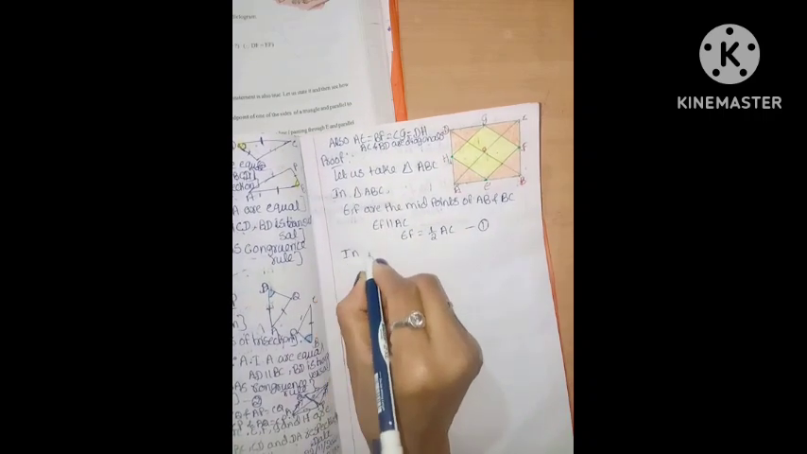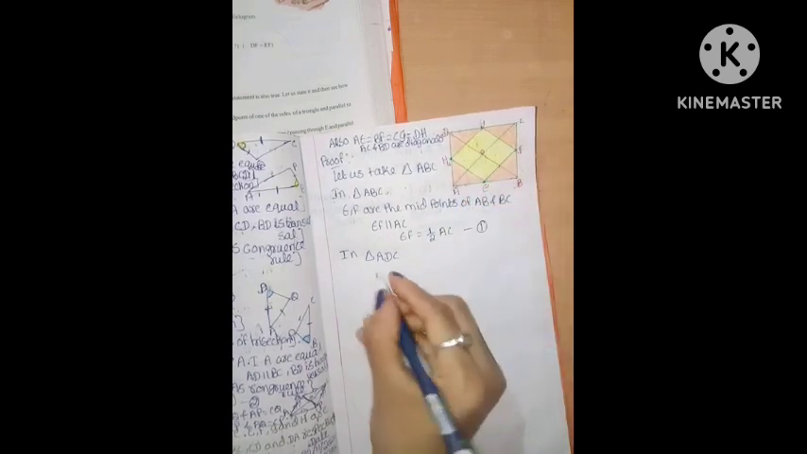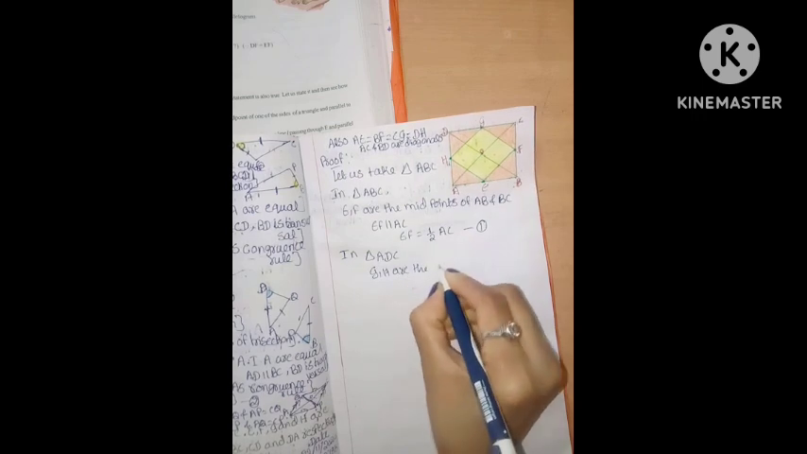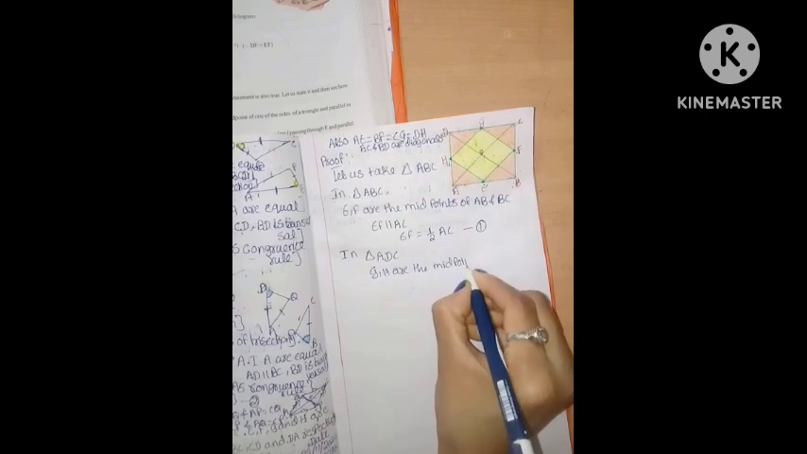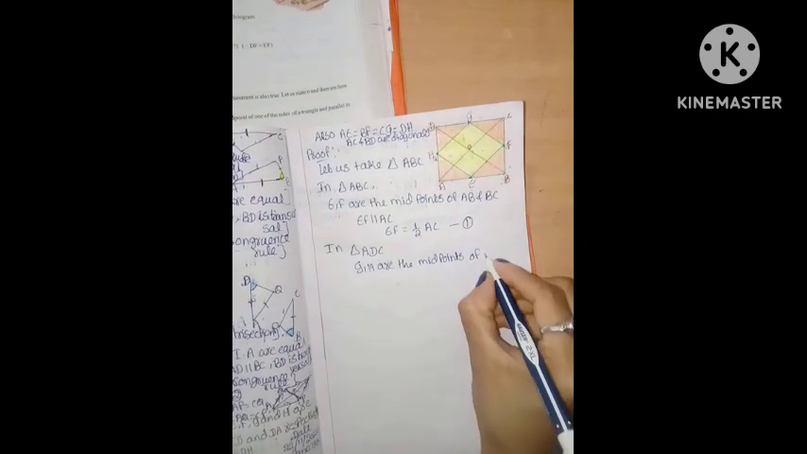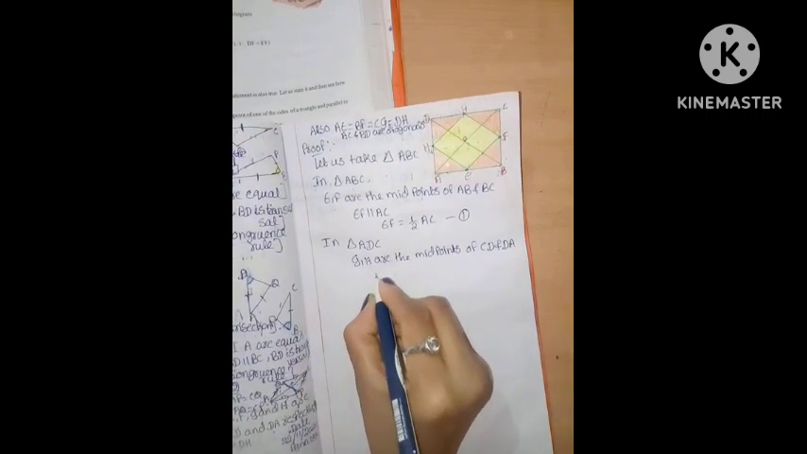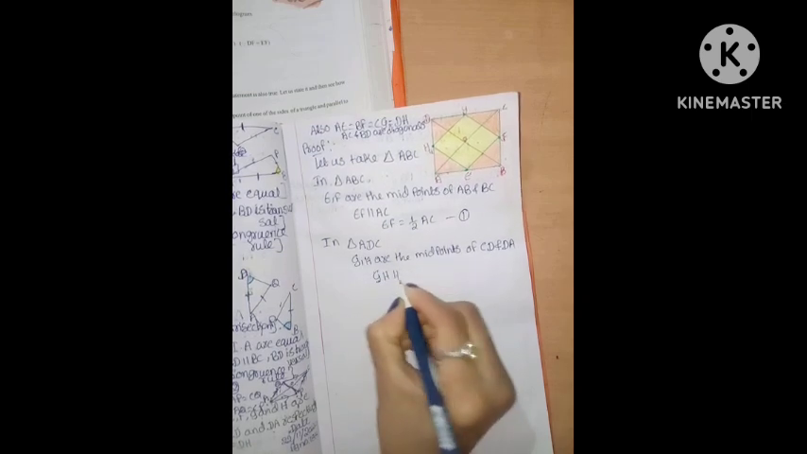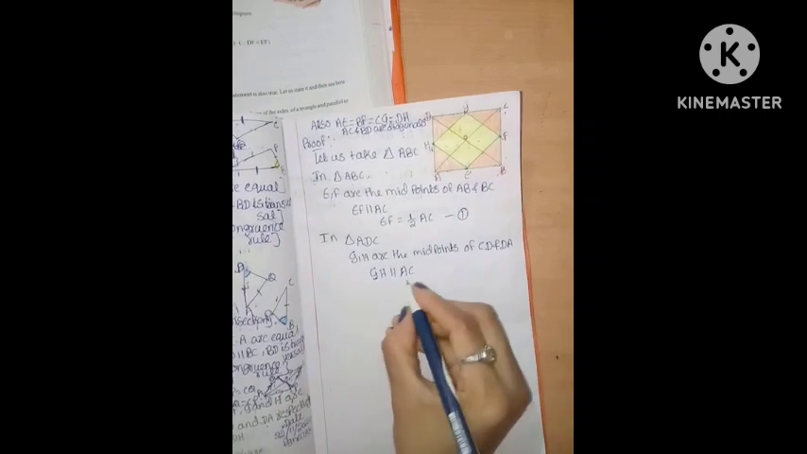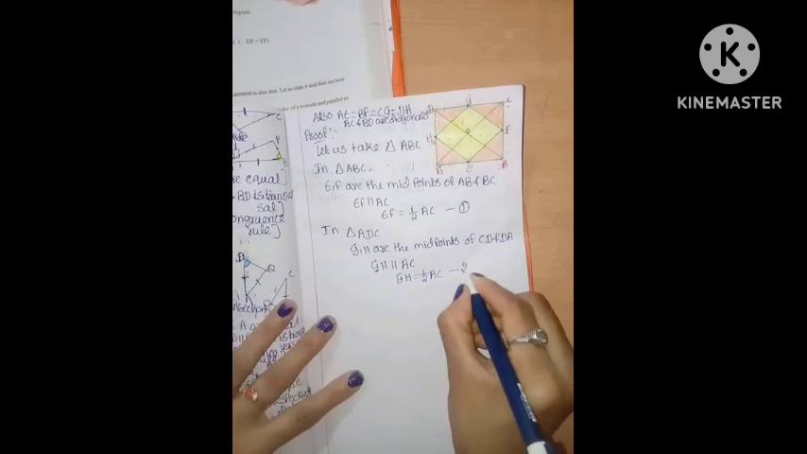And next, another triangle, triangle ADC. Here G and H are the midpoints of sides. What are the sides? CD and DA respectively. So GH is parallel to the third side, which is the AC side. So GH is equal to half of AC. This is equation number 2.